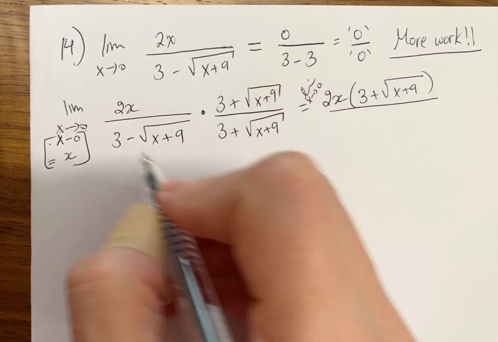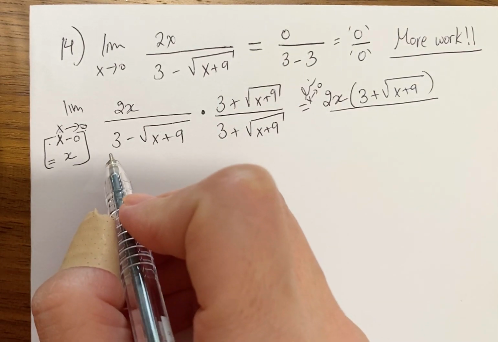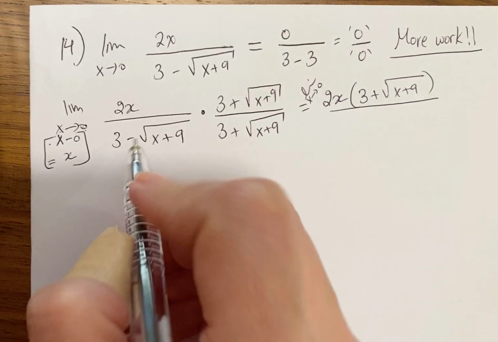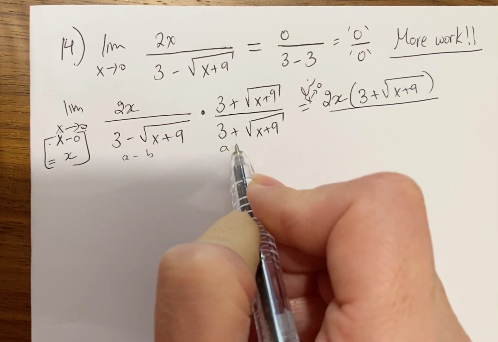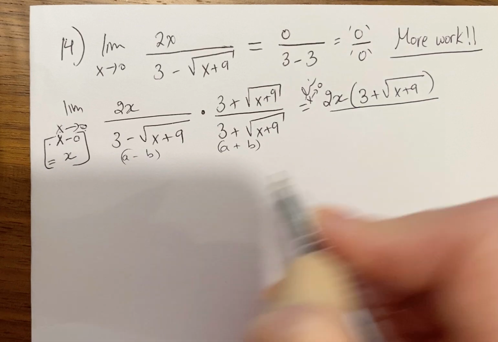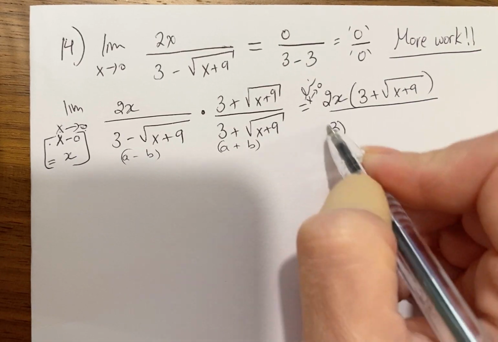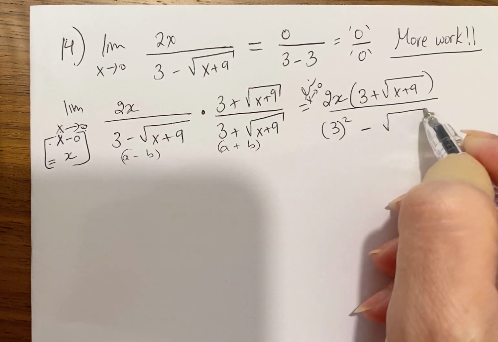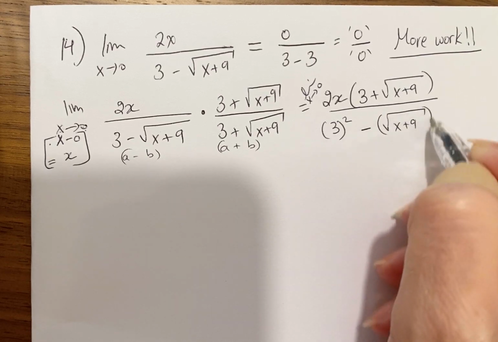What needs to be sorted out is the denominator. So what do I do in order to sort the denominator? This is a minus b into a plus b. The product of them is the difference of two squares. So it's 3 squared minus the square of root of x plus 9.